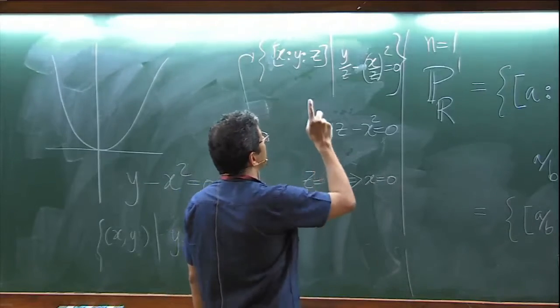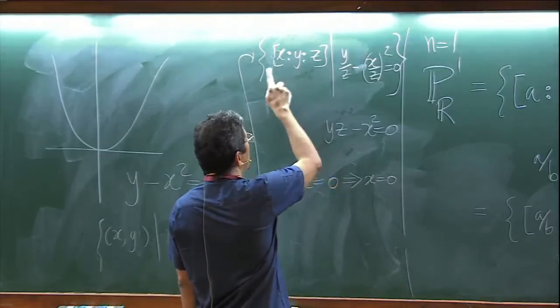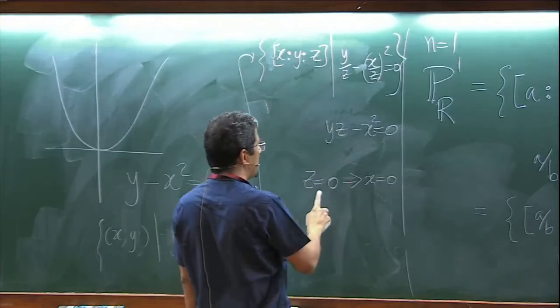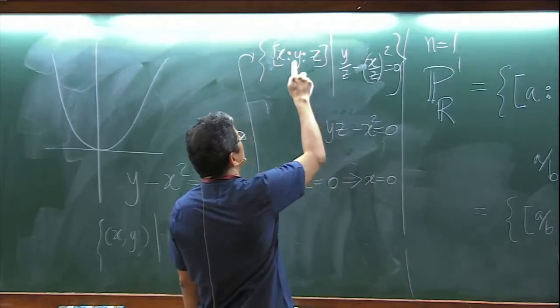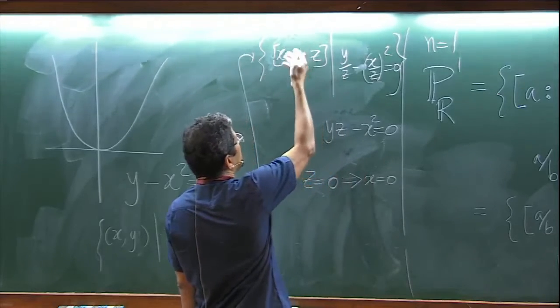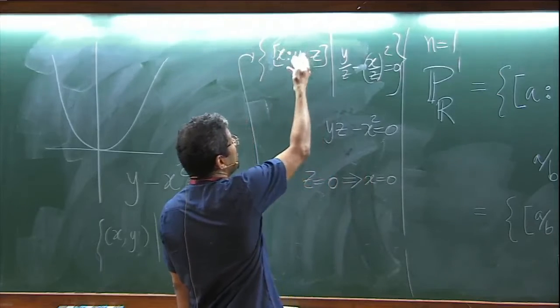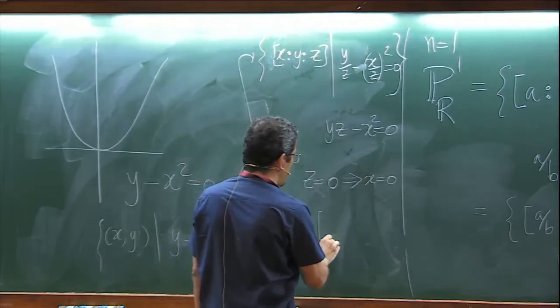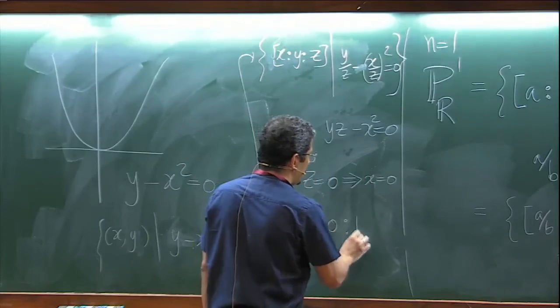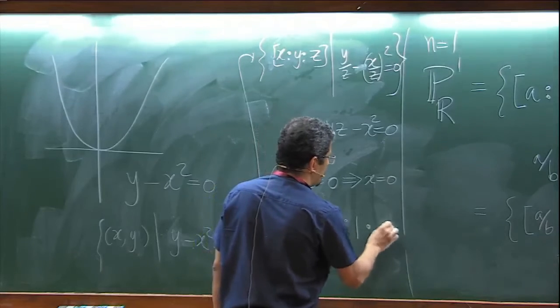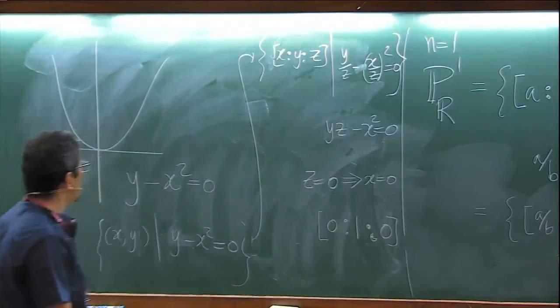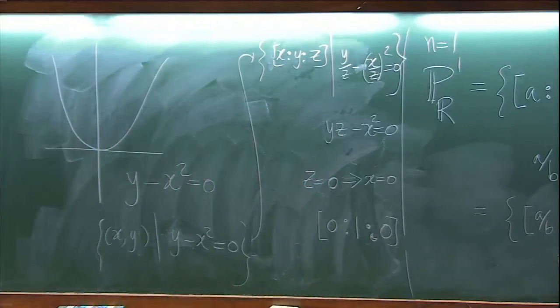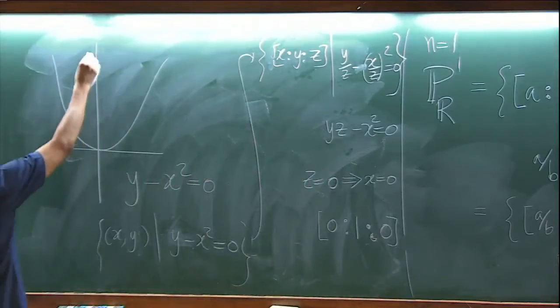Now I have a simultaneous ratio of 3 numbers. All 3 are not allowed to be 0, but I have found 2 of them to be 0, so the third one has to be non-zero, and therefore you can divide by any number you want. So you divide by itself, you can make it 1. So the point at infinity is 0 colon 1 colon 0. What is happening? This is the point at infinity in the vertical direction.